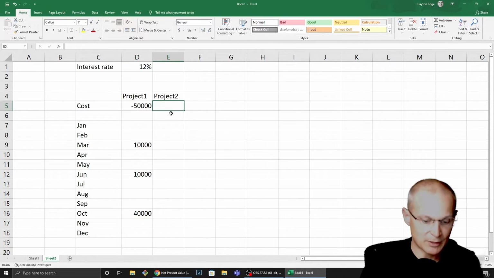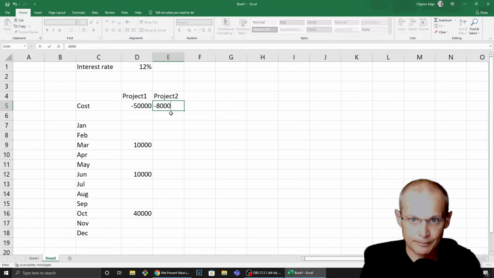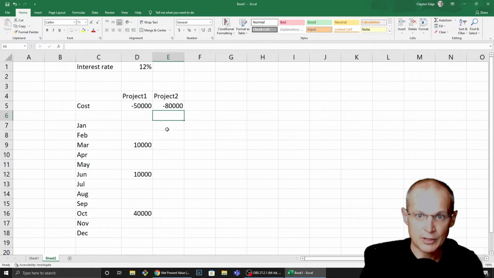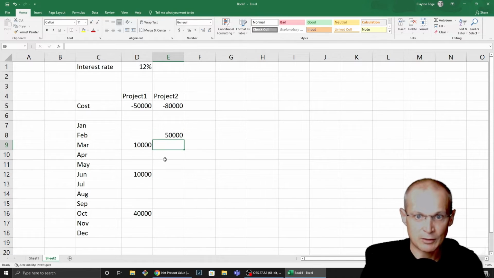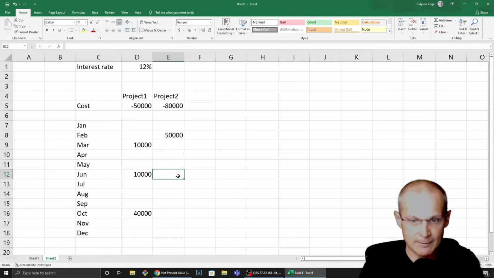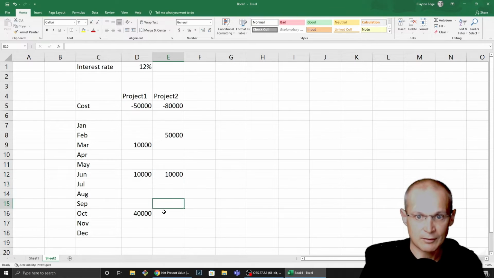So project 2 is a bit different. This one costs a bit more, and this project starts getting a return quite early. So we're going to say here this is going to be a $50,000 return there, and we're going to have another $10,000 here, and another, let's say, $30,000 here.